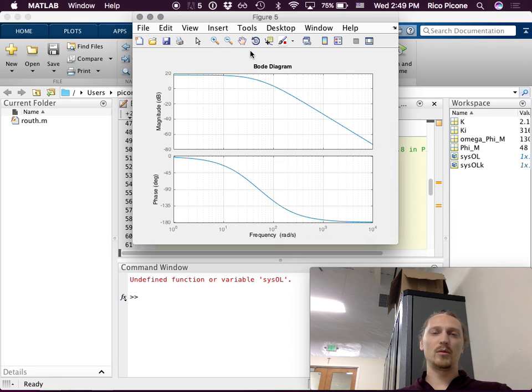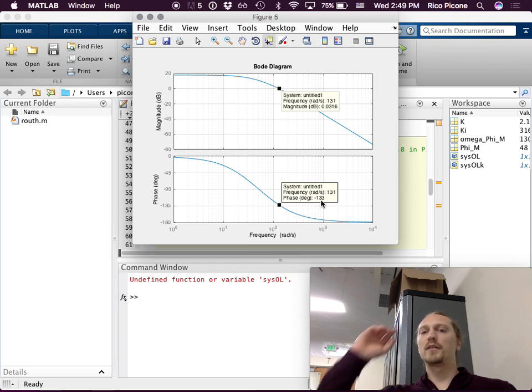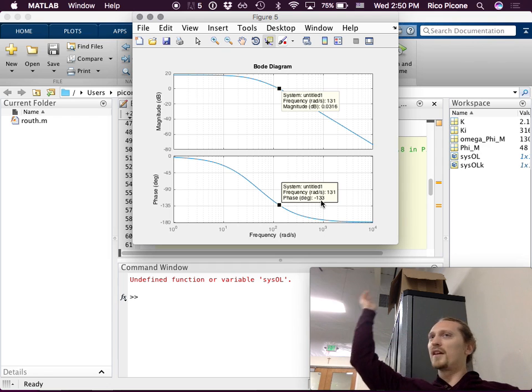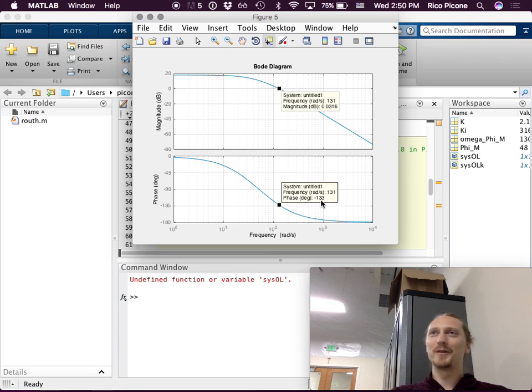So we are now crossing 0 dB out here. Let's find out at what frequency approximately. Well, that's pretty close, so 131. So we pretty much dialed it right in, right? And at that same frequency, we are at negative 133, which gives us a phase margin of 47 degrees. So that's pretty close. It maybe could be a little bit better, but it's not bad. We could have gotten better if we had tried a little harder, but we didn't.